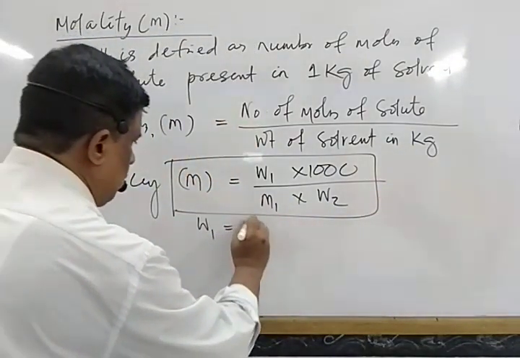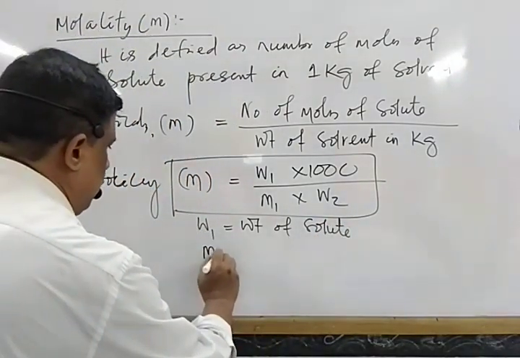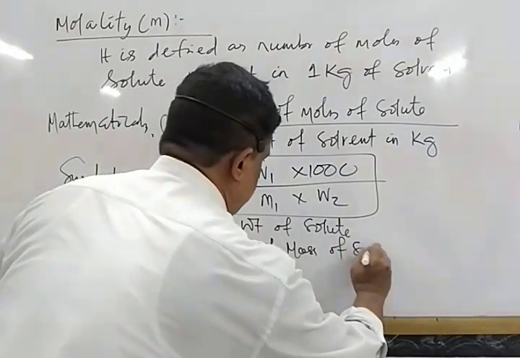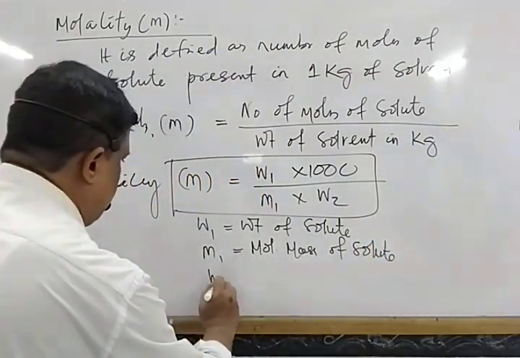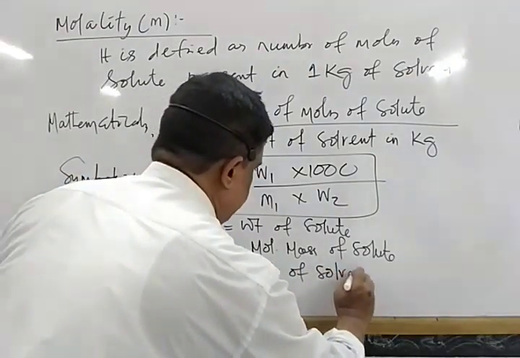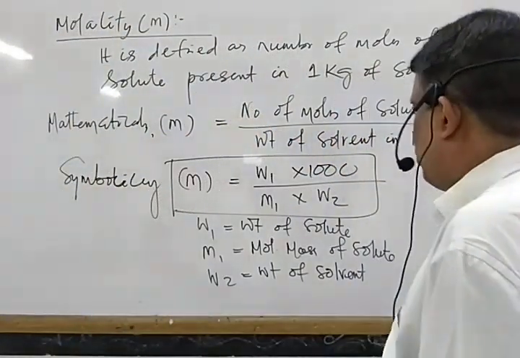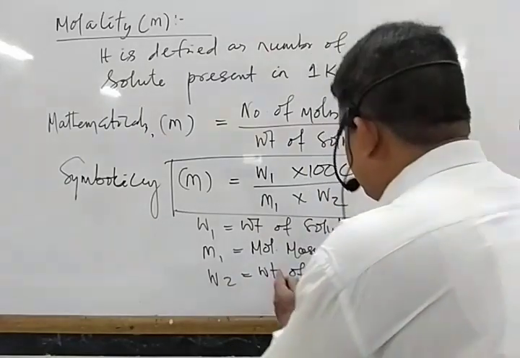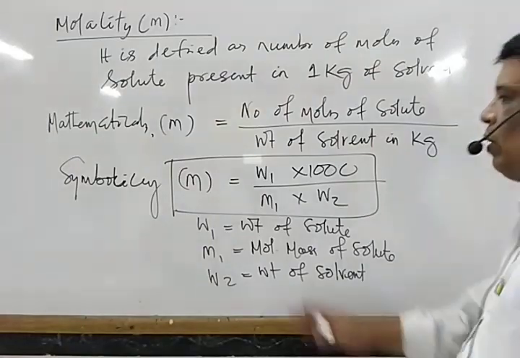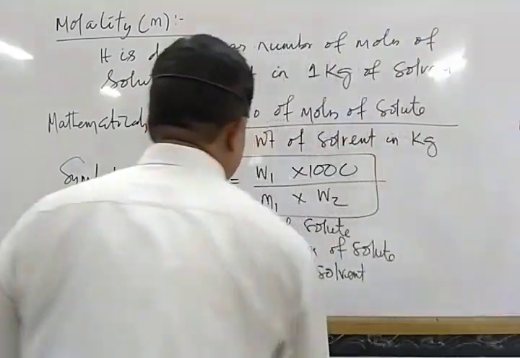Where W1 is equal to the weight of solute, M1 is the molecular mass of solute, and W2 is equal to the weight of solvent. Weight of solvent, mark that. How to calculate the weight of solvent? That means the weight of the solution minus the weight of solute gives the weight of solvent. So it is the symbolical representation for calculating the value of molality.